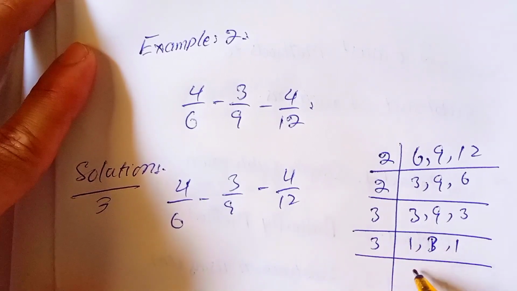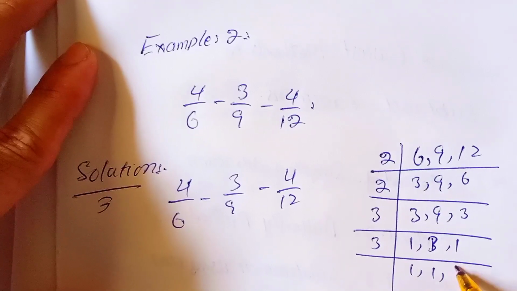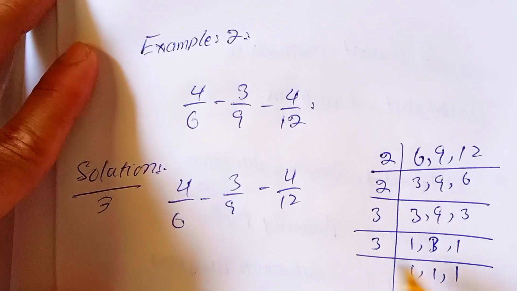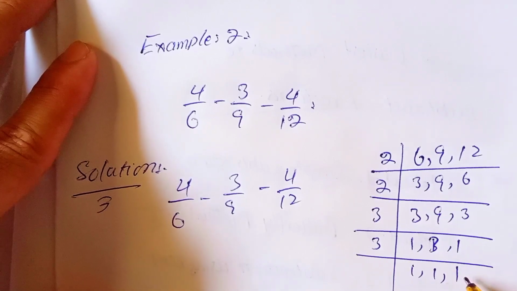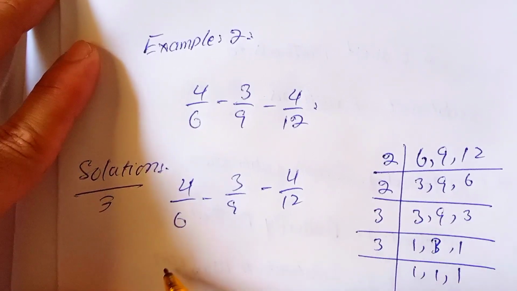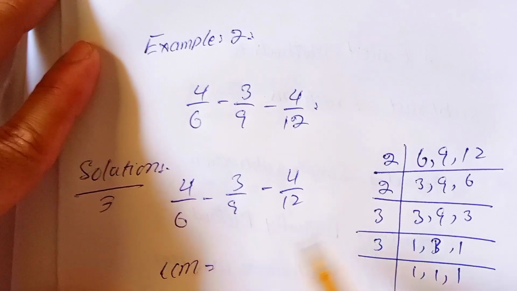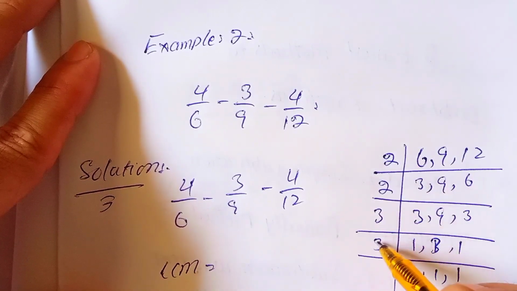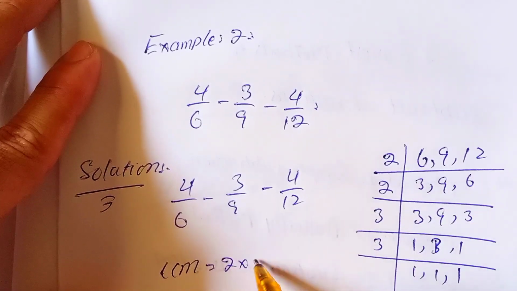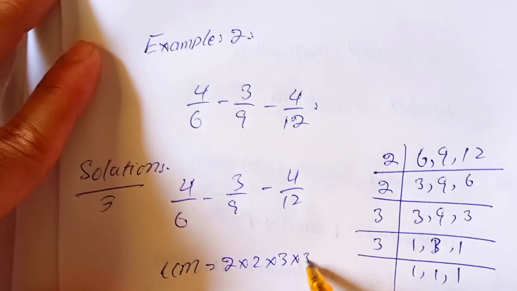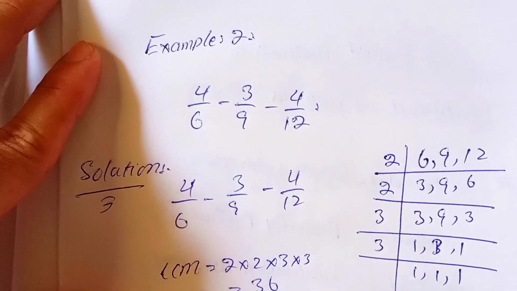Now 1 is not divisible by 3, and 3 is divisible by 3. So 3 divided by 3 is 1, and 1 is not divisible by 3, so we'll bring it down as the same. Now the LCM is equal to 2 times 2 times 3 times 3, which is equal to 36.